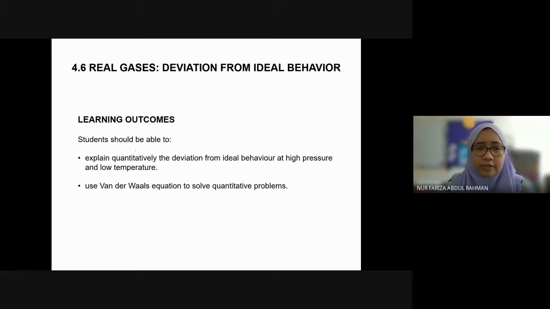So for the learning outcome, make sure that you are able to explain quantitatively the deviation from ideal behavior at high pressure and low temperature. And make sure that you know how to use the Van der Waals equation to solve quantitative problems. The title itself is real gases, deviation from ideal behavior.